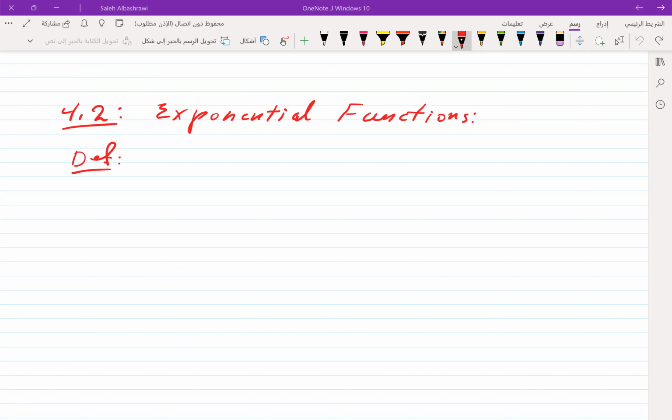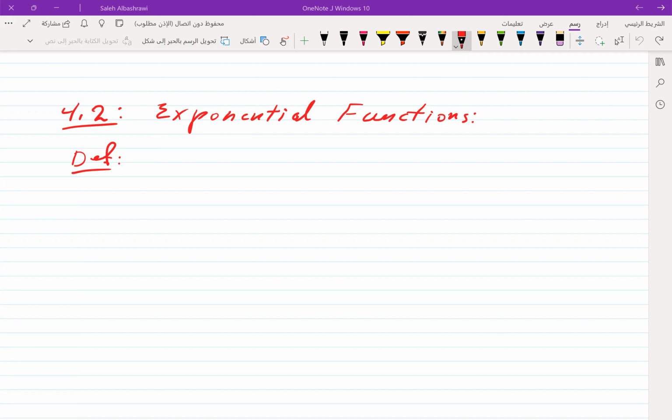In this lecture, we are going to speak about the exponential functions. We are going to define the exponential function, and we will evaluate some exponential functions, and then we will speak about the sketch or how to graph an exponential function.